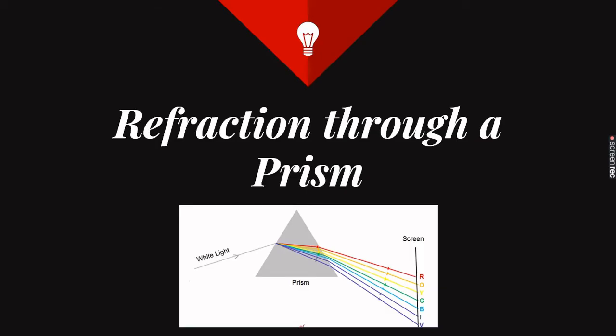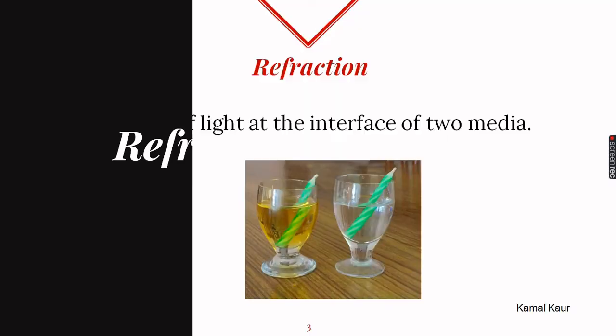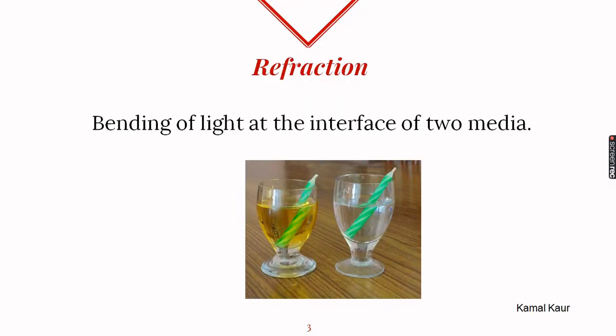Welcome back everyone. Today's video is about the refraction through a prism. We have already studied refraction phenomena, and it is the bending of light at the interface of two media. The cause of refraction, or the cause of bending, is the difference in the speed of light in the two media. If the difference in the speeds is more, like in the case of air and oil, then bending will be more.